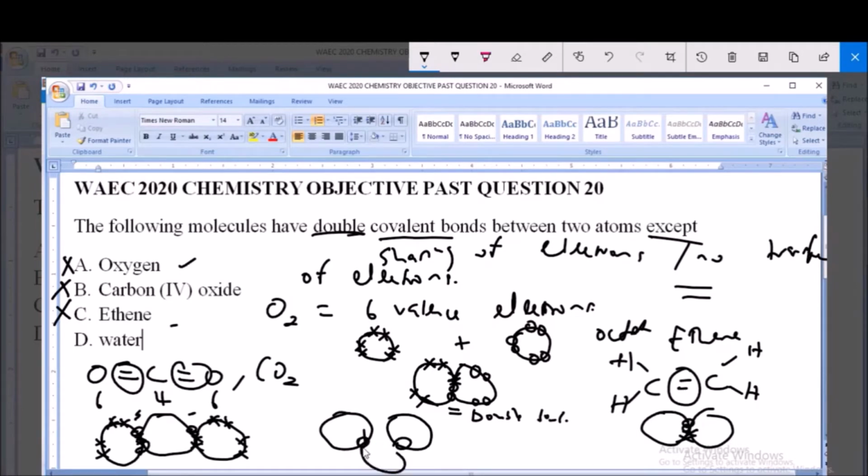So with that, the oxygen atom of course contains 6 valence electrons and requires 2 to complete it. So each of the electrons required is gotten from the 2 hydrogen atoms. So you have 2 added to the 6, 1, 2, 3, 4, 5, 6 to form a covalent bond. And as you can rightly see in the water molecule, there is no double bond. So the correct answer is D, water. Water does not have double covalent bonds.